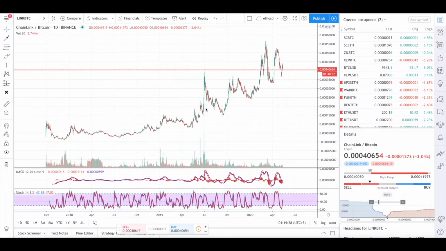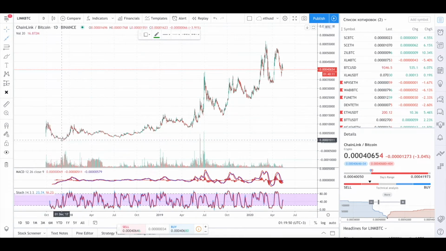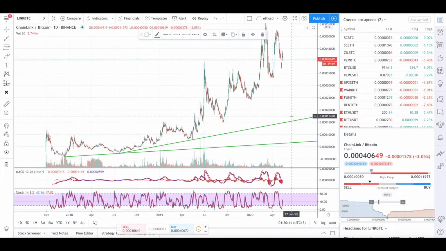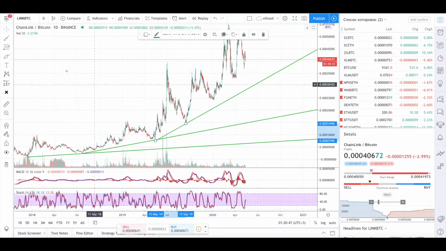Link has been in an uptrend toward Bitcoin for almost its entire history, and it is quite interesting and promising. We can draw trend lines anyway, and it will help us to observe the price in the future and to observe how the price behaves now. Now, since the price has clearly pushed off its trend line, this is a rule that the price always follows its trend line.